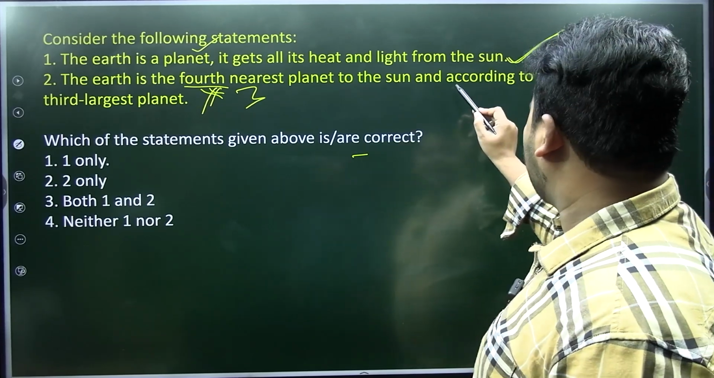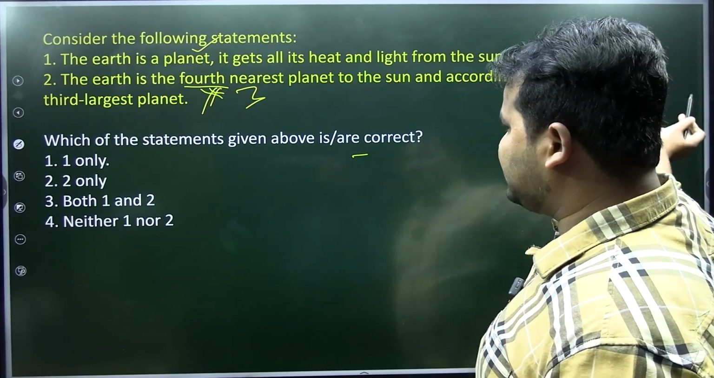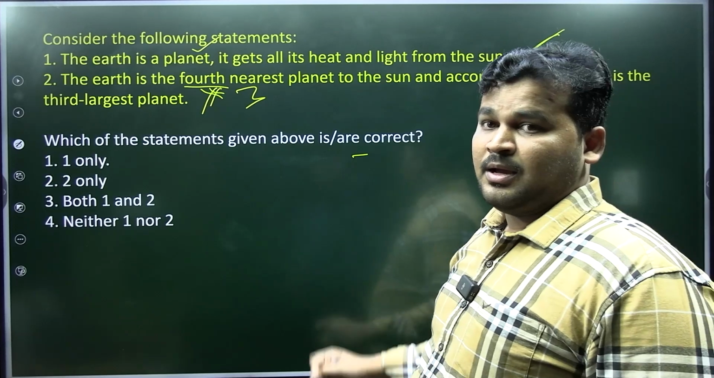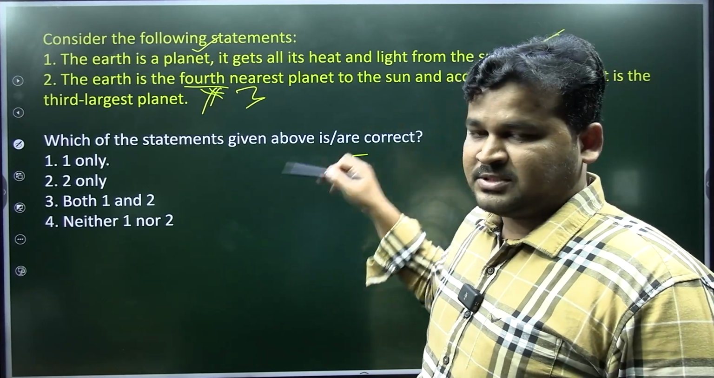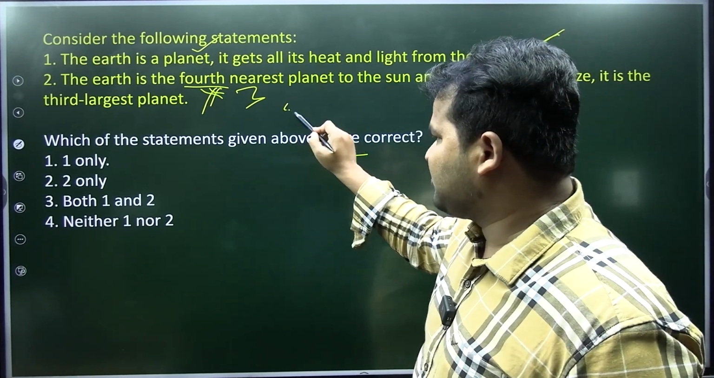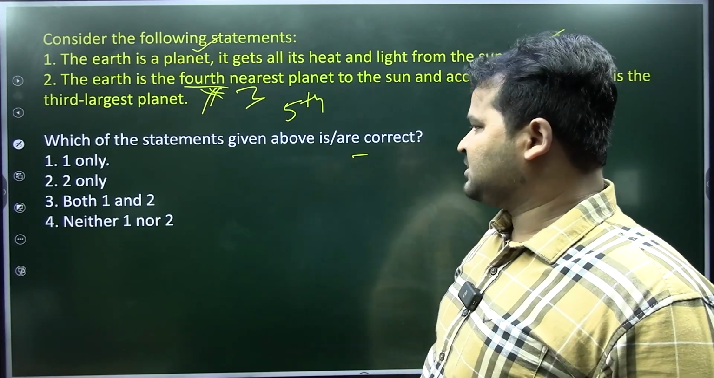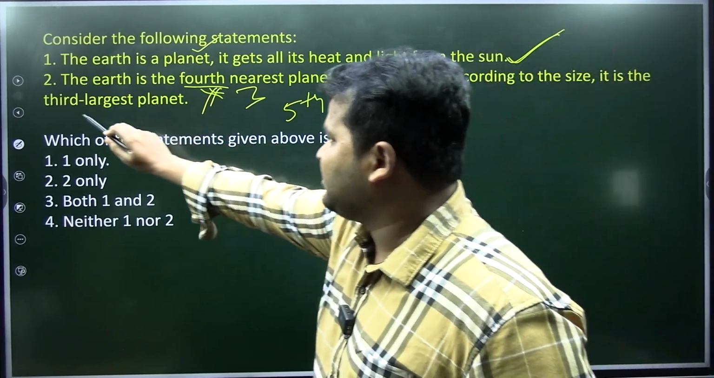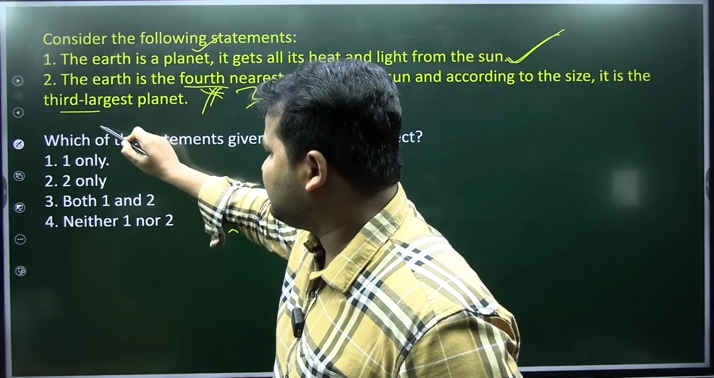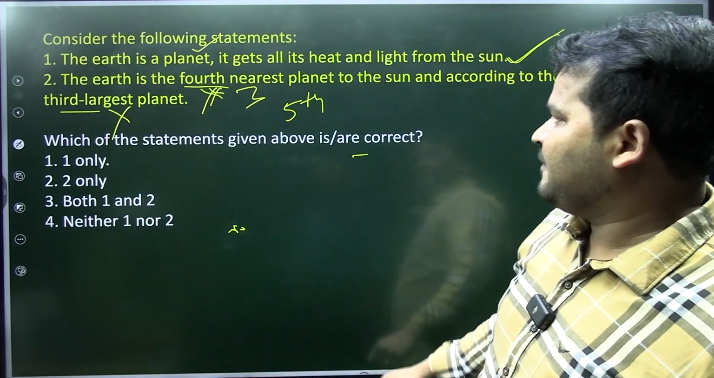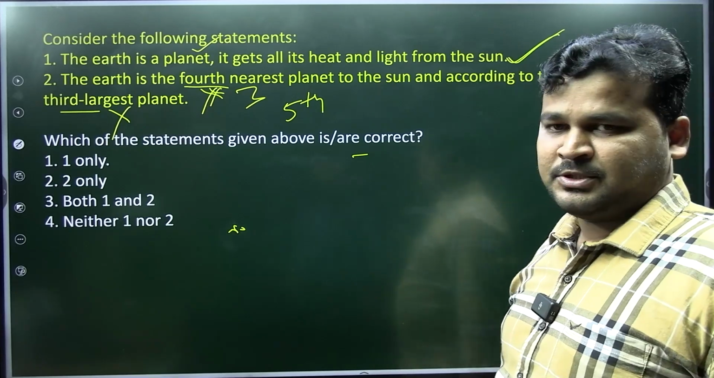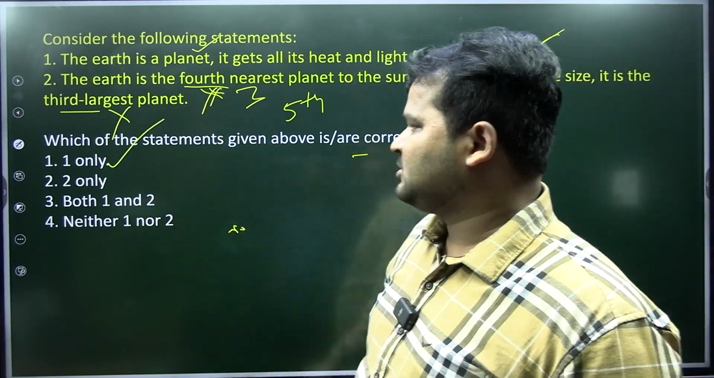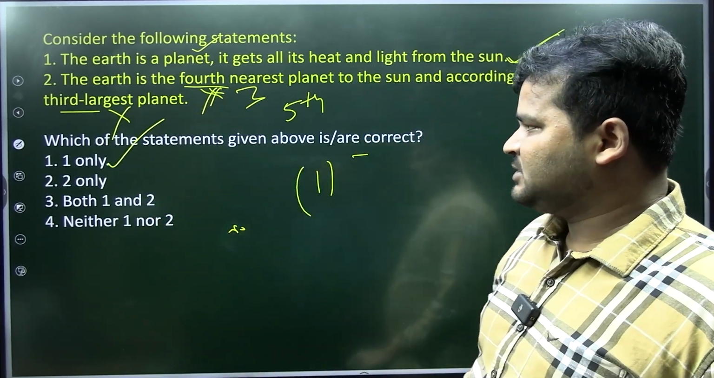See here. And according to the size, it is the third largest planet. In terms of size, the Earth is the fifth planet. Size of the Earth is fifth one. So with this information also it will become false. So finally, only one statement is true. So that is 1. So 1 is the answer for this question.